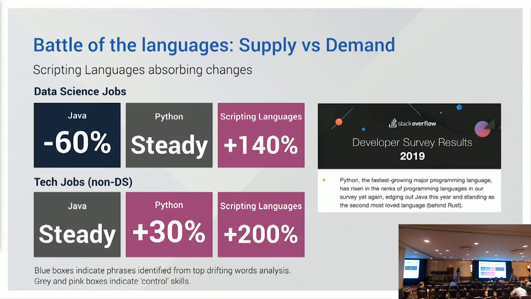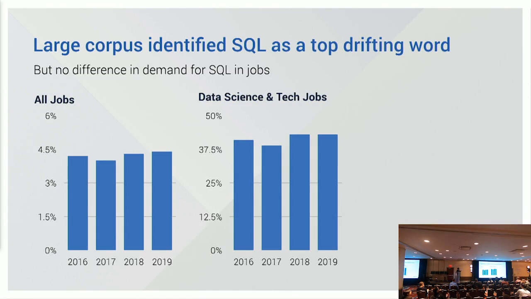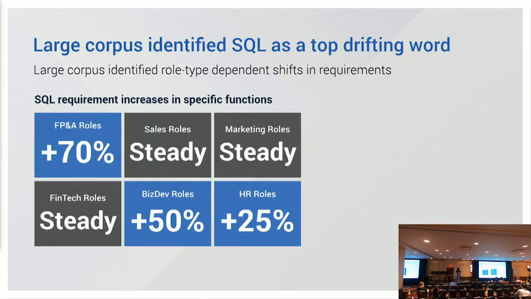And so I'm actually running out of time. So I'm going to quickly go through the last slide, where we did the same experiment with a large corpus. The key thing that came out of this was SQL. We don't see any change in SQL in all jobs or data science jobs. But the big data analysis showed a change in SQL requirements in very specific types of roles. We're seeing SQL being taken up in FP&A roles, accounting roles, biz dev, and HR roles, but not in the original first uptakers of SQL. And so that showed us more subtle changes.